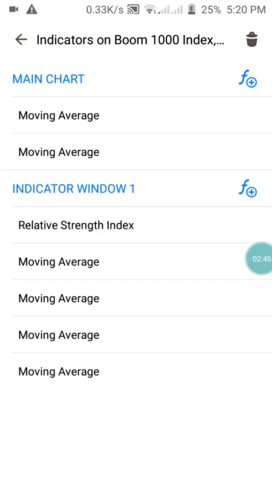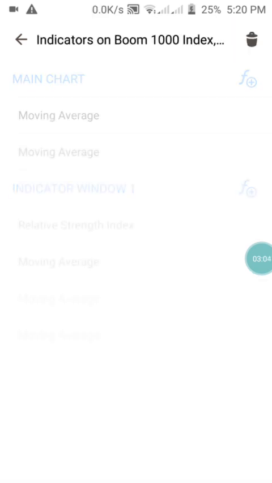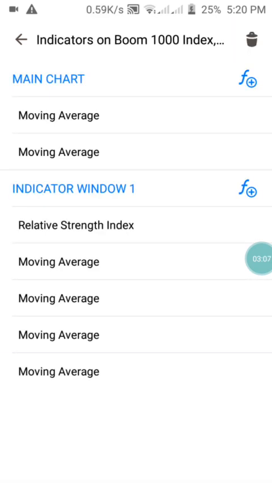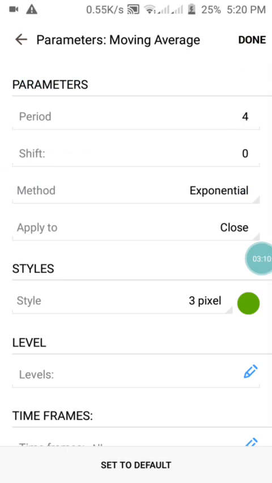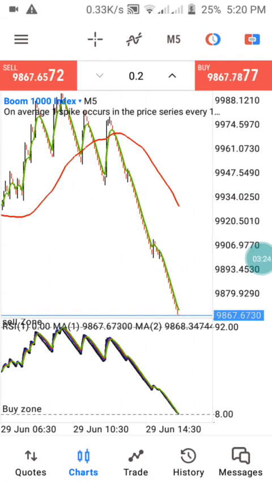Then we move to the third moving average, where we have our period of 3, our shift to be 0, and our method to be exponential. The same settings, you just apply it and make it a different color. Inside this moving average, I'm choosing red as my color here, so you can choose any color of your choice. Then you press on done. Now we have the last moving average, where we have our period to be 4, our shift to be 0, our method to be exponential, and apply to close. And I choose green as my color here. You can also choose any color of your choice. By doing this, you will have the same settings the way I have it here on my chart.